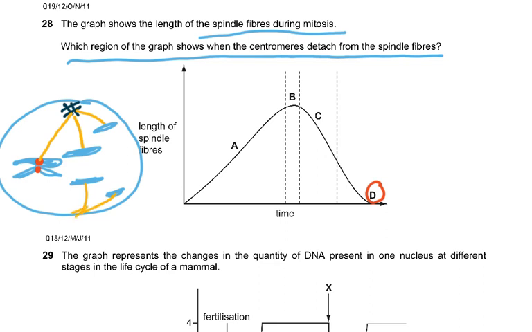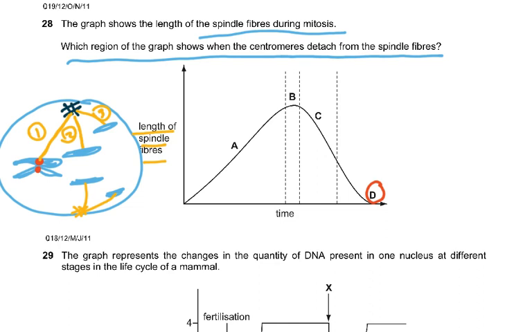So here they're attached to the centriole. It said, which region of the graph shows when the centromeres detach from the spindle fiber? So you see the length of the spindle fiber. Watch it here. Look at this length, 1. Look at this length, 2. Look at this length, 3. These are the different lengths of the spindle fiber. So which region of the graph shows when the centromeres detach from the spindle fibers? You can see that they have now left it.